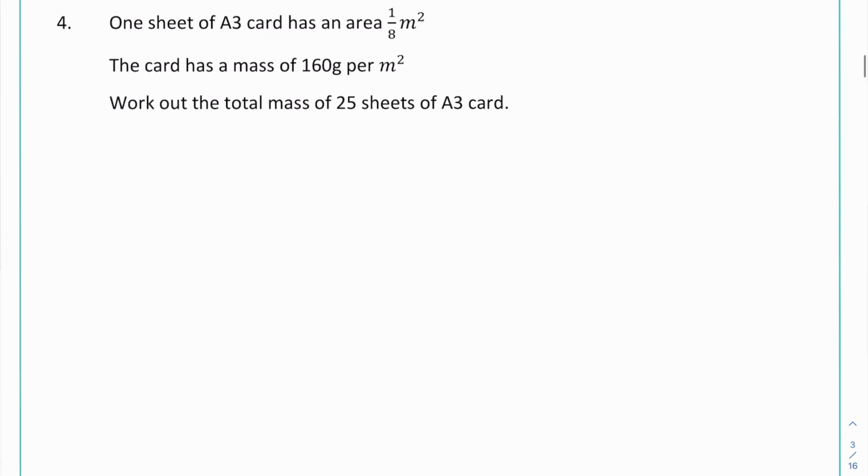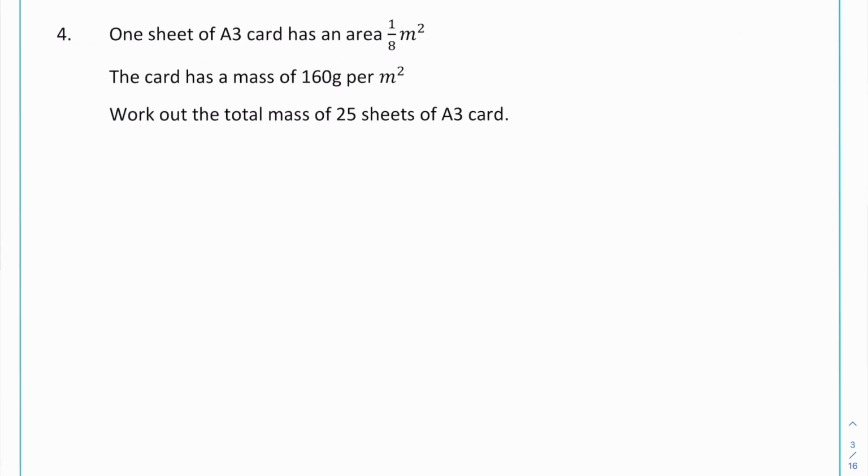On to question 4. One sheet of A3 card has an area of 1/8 metre squared. The card has a mass of 160 grams per metre squared. So that was only 1/8 there for one piece of card. Work out the total mass of 25 sheets. Now there's different ways that you can approach this, but I think the easiest way to approach this is if we find the mass of one piece of card.